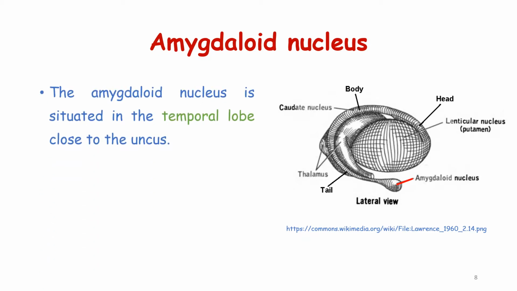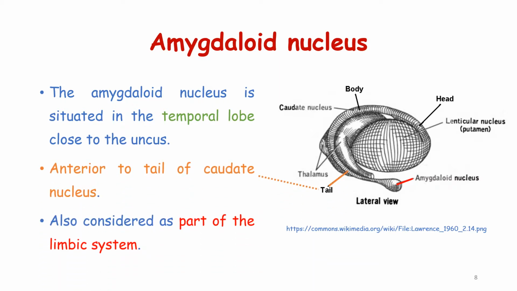The amygdaloid nucleus is situated in the temporal lobe close to the uncus. It is anterior to the tail of the caudate nucleus. It is also considered as part of the limbic system.